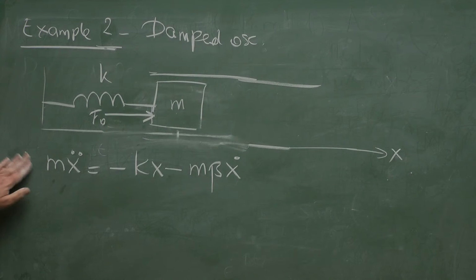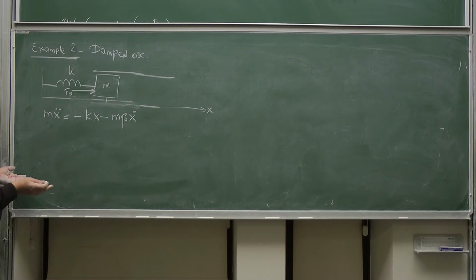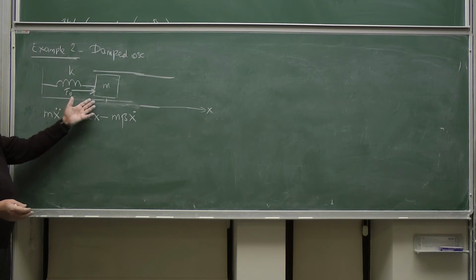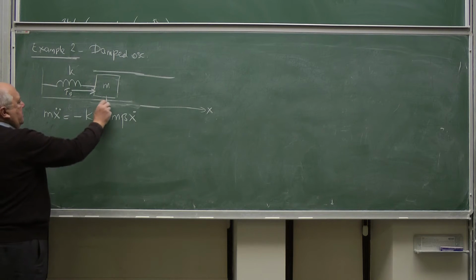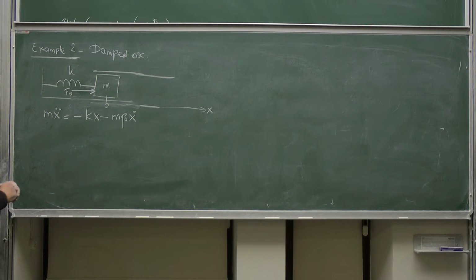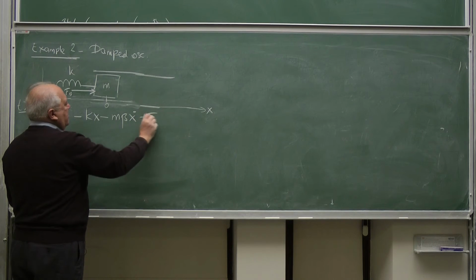Before time equals 0, in negative times, the oscillator was at rest in its equilibrium position. It's 0 here. Okay? And after time t equals 0, we apply a constant force F0.